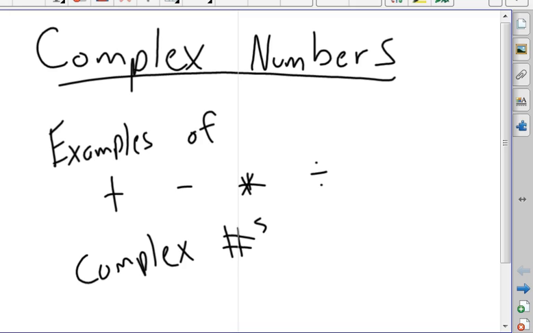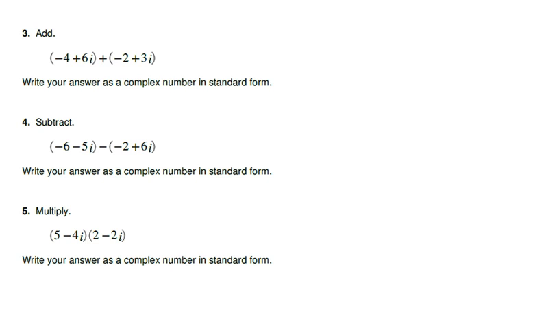Alright, so what we're going to be working on here are complex numbers, specifically examples of your basic arithmetic operations: addition, subtraction, multiplication, and division of complex numbers. Let's go ahead and get started.